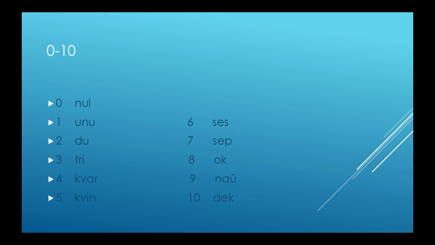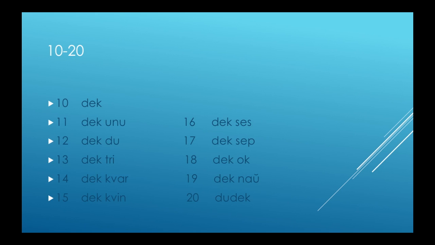that you want to. Looking at the numbers 10 to 20, they're almost exactly the same as 1 to 10. All you have to do is add the word dek in front of the number, and now you have the numbers 10 to 20. Dek unu, dek du, dek tri, dek kvar, dek kvin, dek ses, dek sep, dek ok, dek nau, dudek.